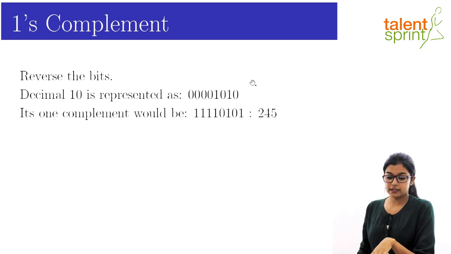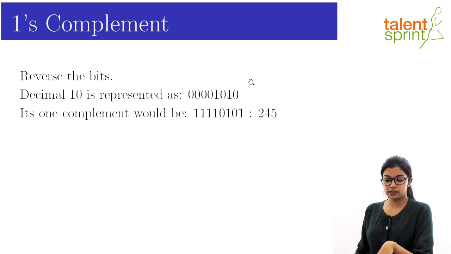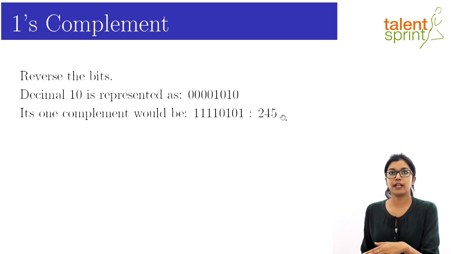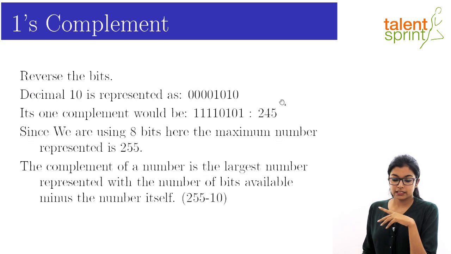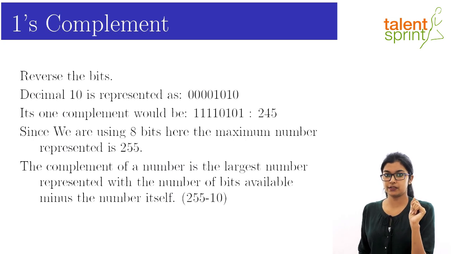Decimal 10 is represented as shown on the screen, correct? Its one's complement would be the reversed digits. So all you have to do is reverse these digits: 1, 1, 1, 1, 0, 1, 0, 1. Okay? So this number that we have obtained by reversing the digits comes out to be 245. Since we are using 8 bits, the maximum number represented is 255, right? When we use 8 bits, the maximum number you can represent is 255. The minimum number is 0, correct?